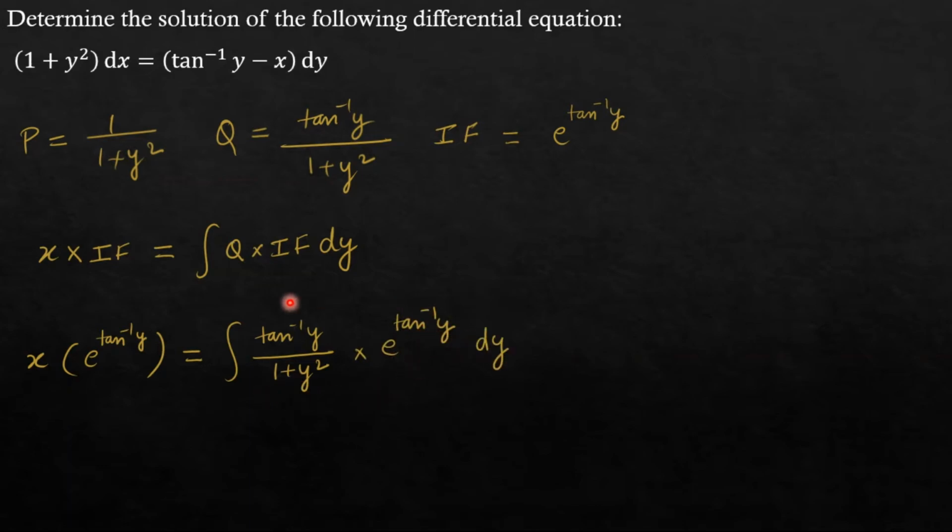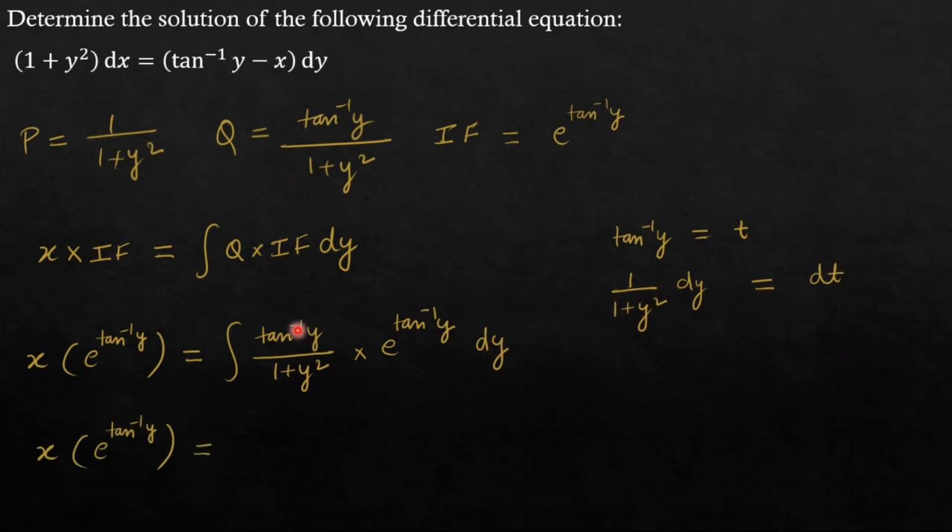Now you can see the integration of this term is very complicated, so we will go for substitution. Let us assume tan inverse y is equal to t. T is the new variable here. Now differentiate both sides. You will get the differentiation of tan inverse y, 1 upon 1 plus y square dy, is equal to dt. Now here you can see there is a term 1 upon 1 plus y square into dy, so I can replace it by dt.